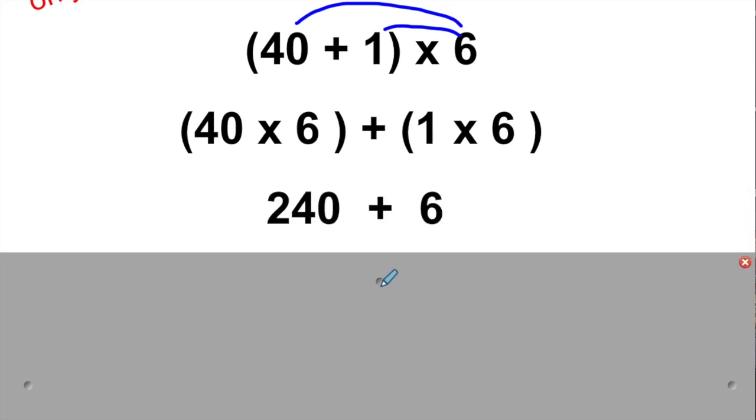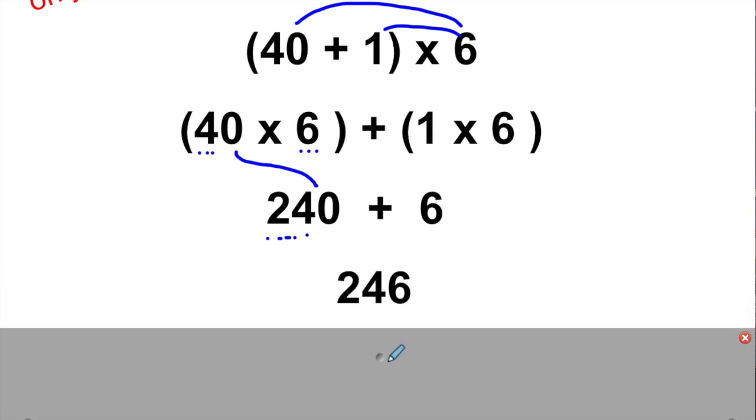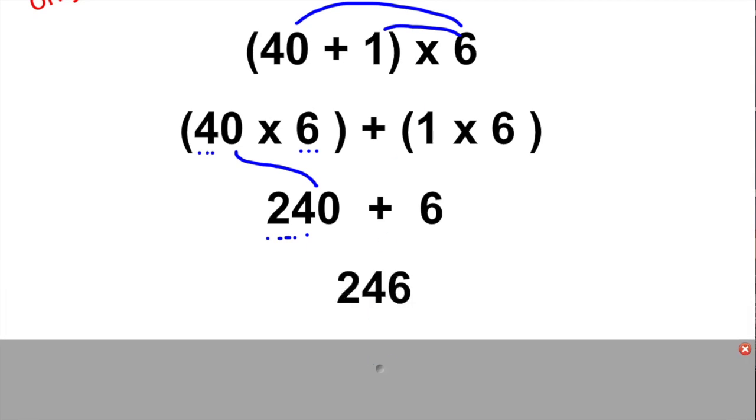We have 40 times 6. I did the base fact of 4 times 6. 4 times 6 is 24. That was the base fact. And then I walked my 0 to the end to get 240. 1 times 6 is 6. Therefore, when I add those two together, I know that 41 times 6 is 246. All right, I went through that very quickly.